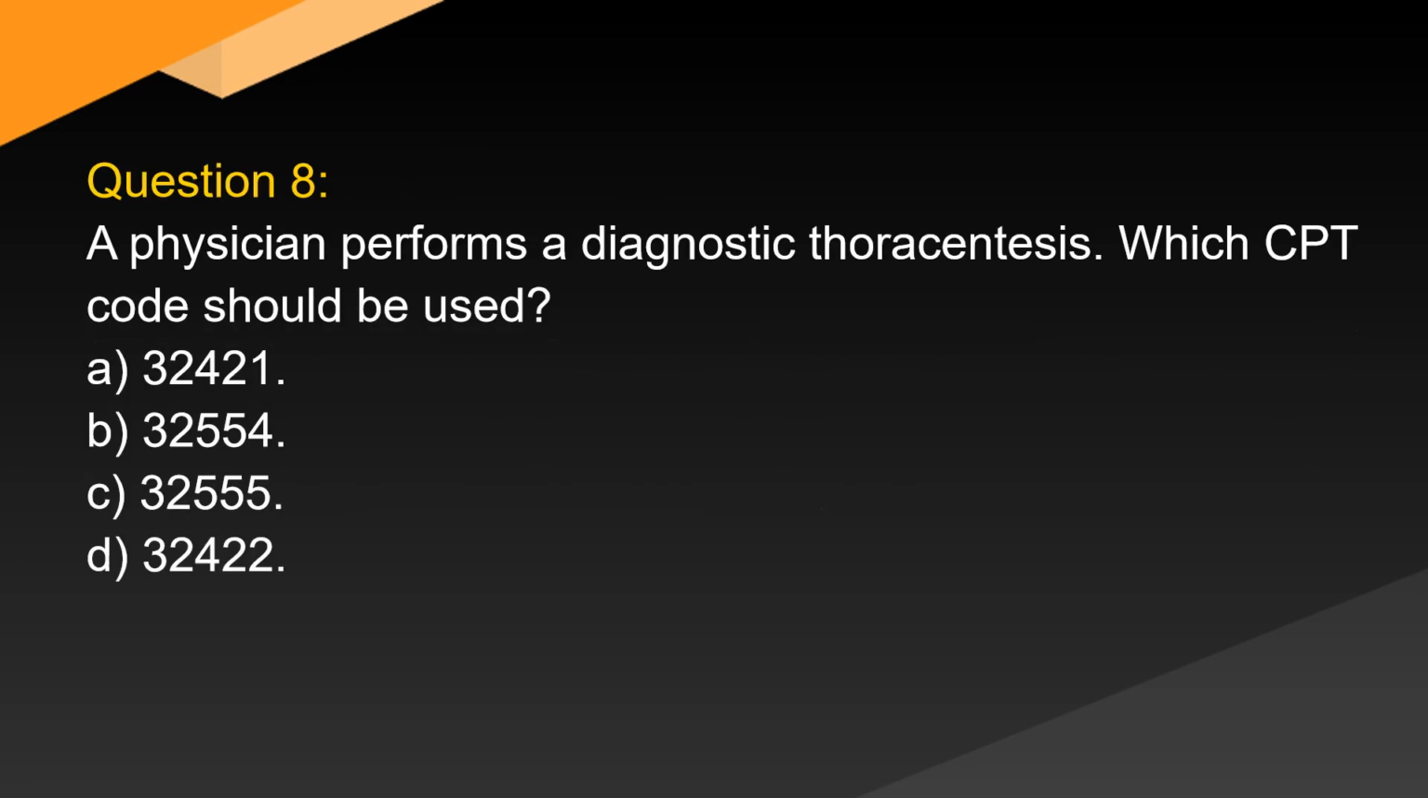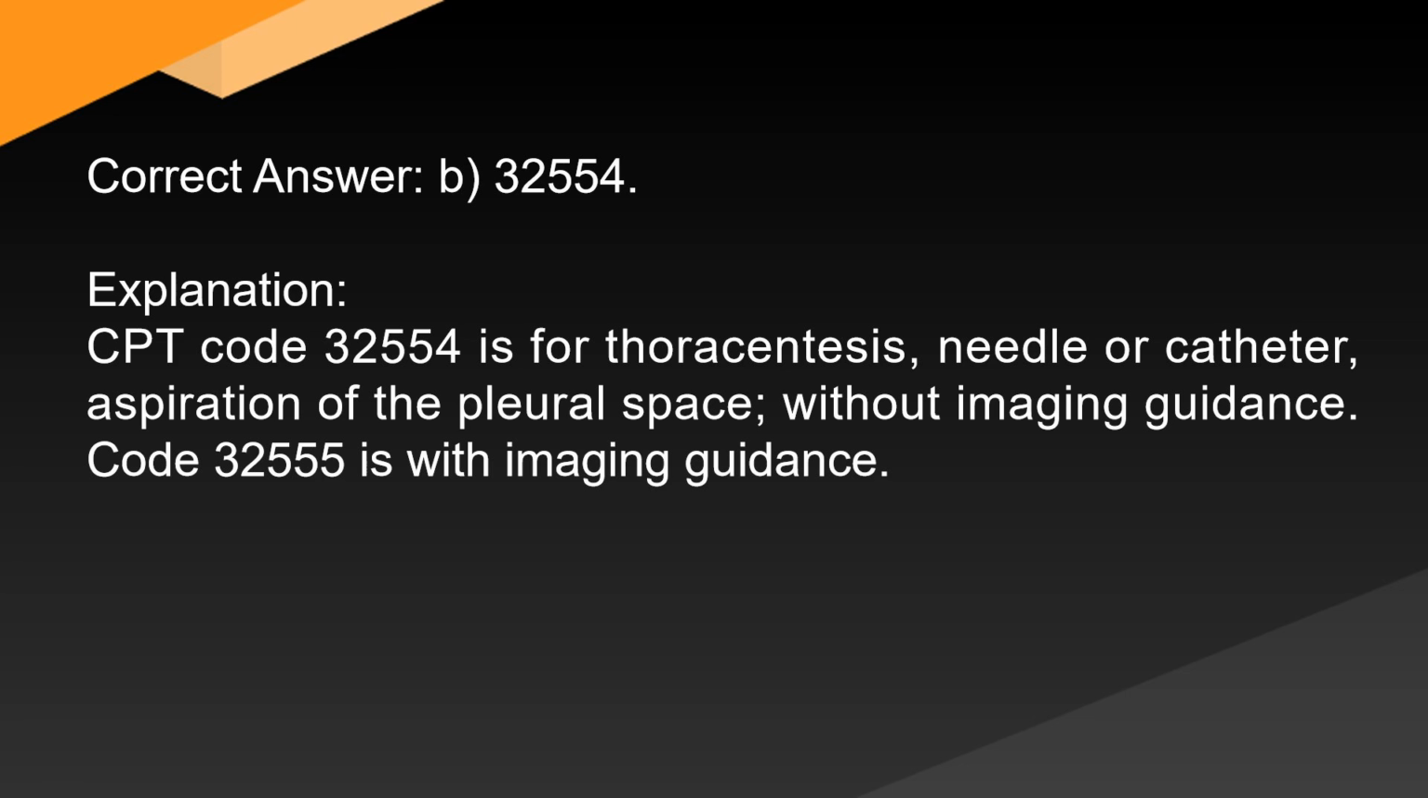Question 8. A physician performs a diagnostic thoracentesis. Which CPT code should be used? A. 32421. B. 32554. C. 32555. D. 32422. Correct answer, B.